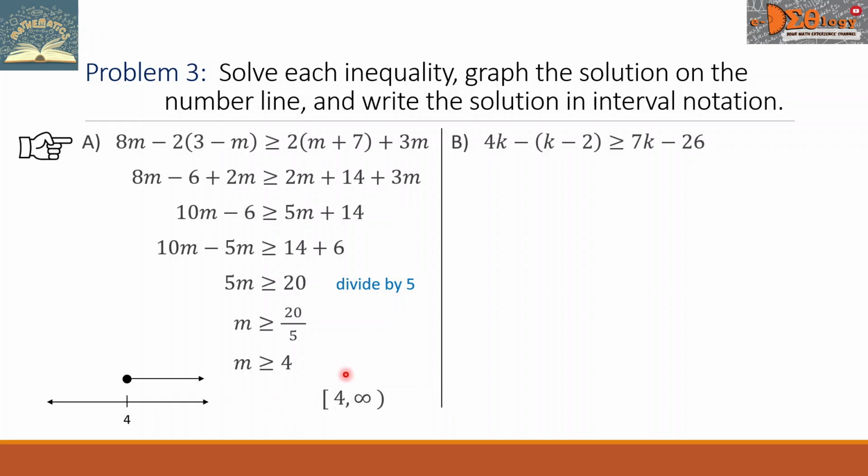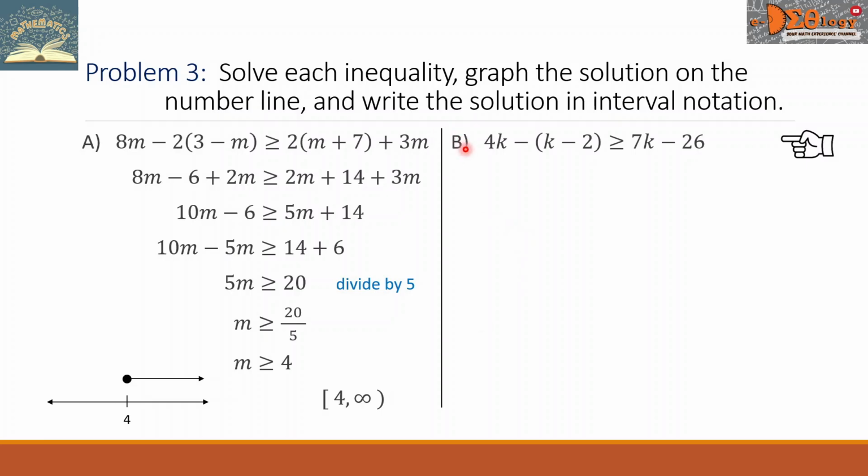Now for the interval notation, it becomes like this. It starts with the number 4 going to the positive infinity. For the number 4, we use the square bracket because of the solid dot. For the infinity, always we use the parenthesis.